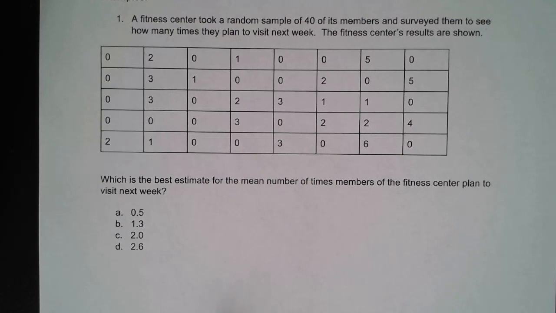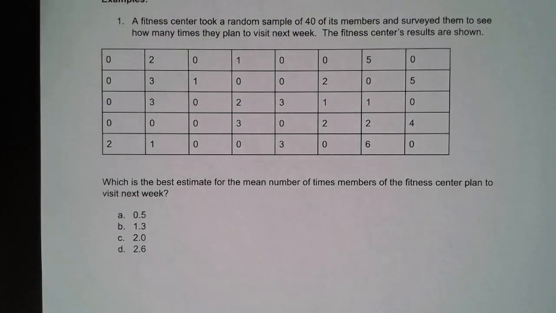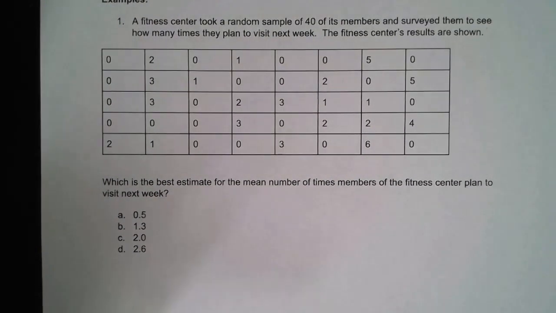And then down here it says which is the best estimate for the mean, which is the average, number of times members of the fitness center plan to visit next week. So if we want to find the mean or the average of this table, we would just need to add up all of the results here and divide that by the number of people, which is 40. So take a second, pause the video, and add up all of these numbers and see what you get.